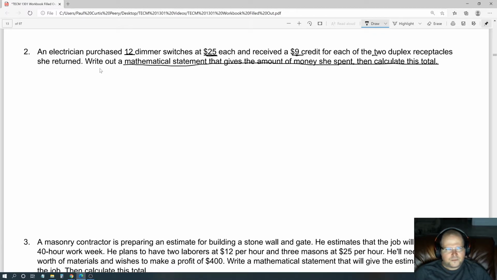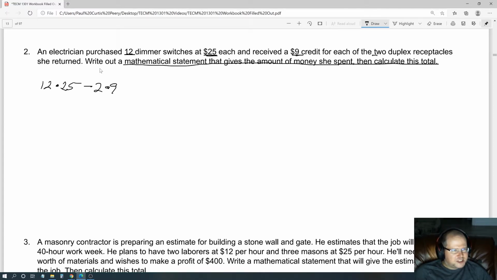Okay, so we know that we have 12 dimmer switches. They cost $25 each, but we're also going to subtract. She has 2 duplex switches that cost $9 each that she's returning, and they're giving her credit. So we're going to subtract that, right? She bought some stuff, but she returned some stuff, so they take away the stuff that she returned. So we end up with some equation like this.